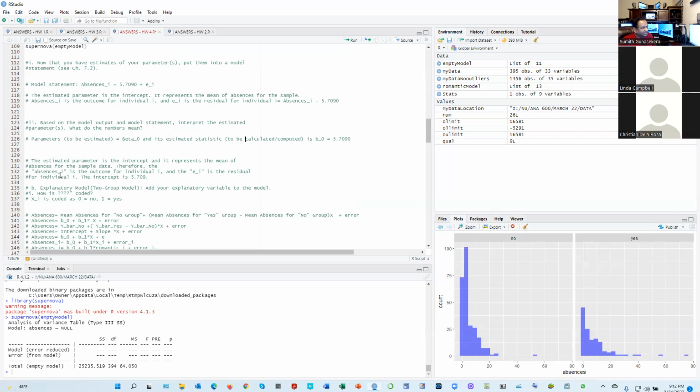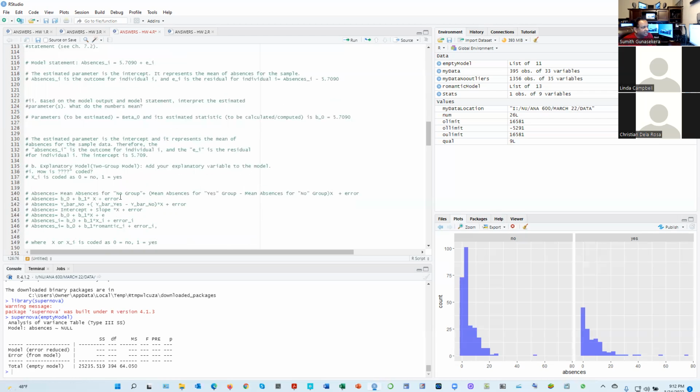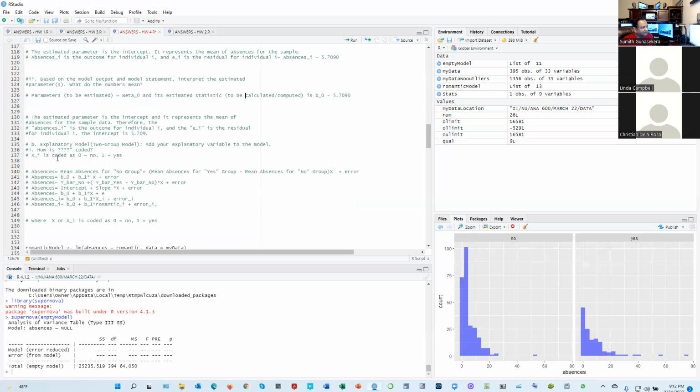Therefore, absences i is the outcome for individual i, and then you can explain it another way. See, the explanatory model, the two group model. Now add your explanatory variable to the model. See how it is coded. X_i is coded as 0 for no, 1 for yes. It's dichotomous, two options, no?